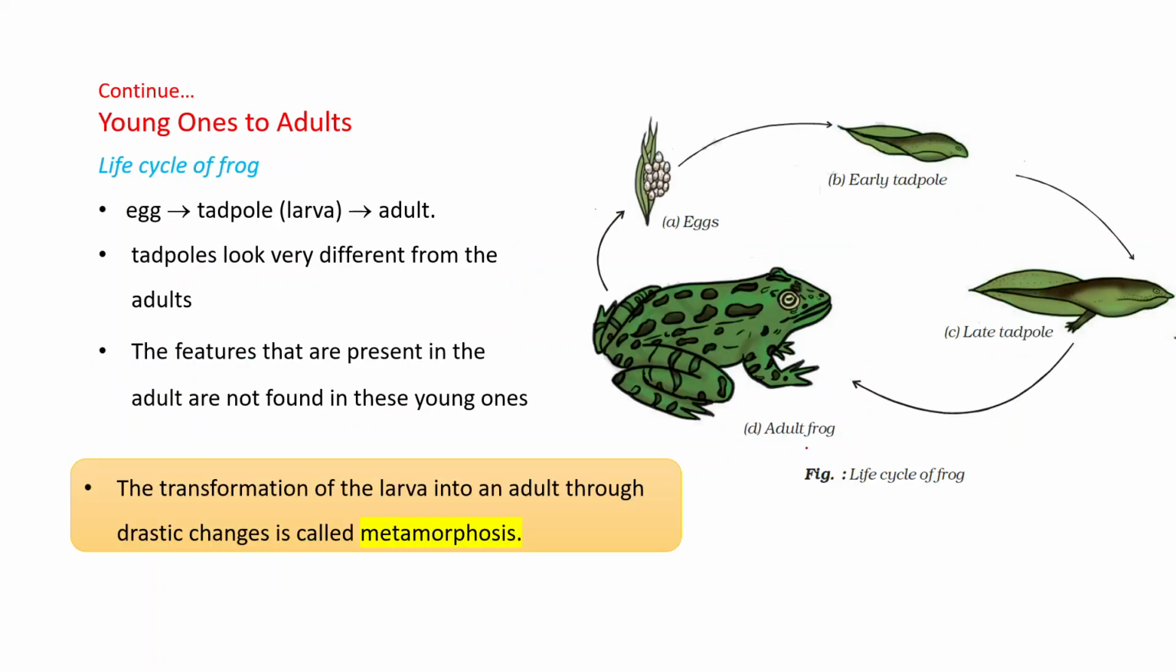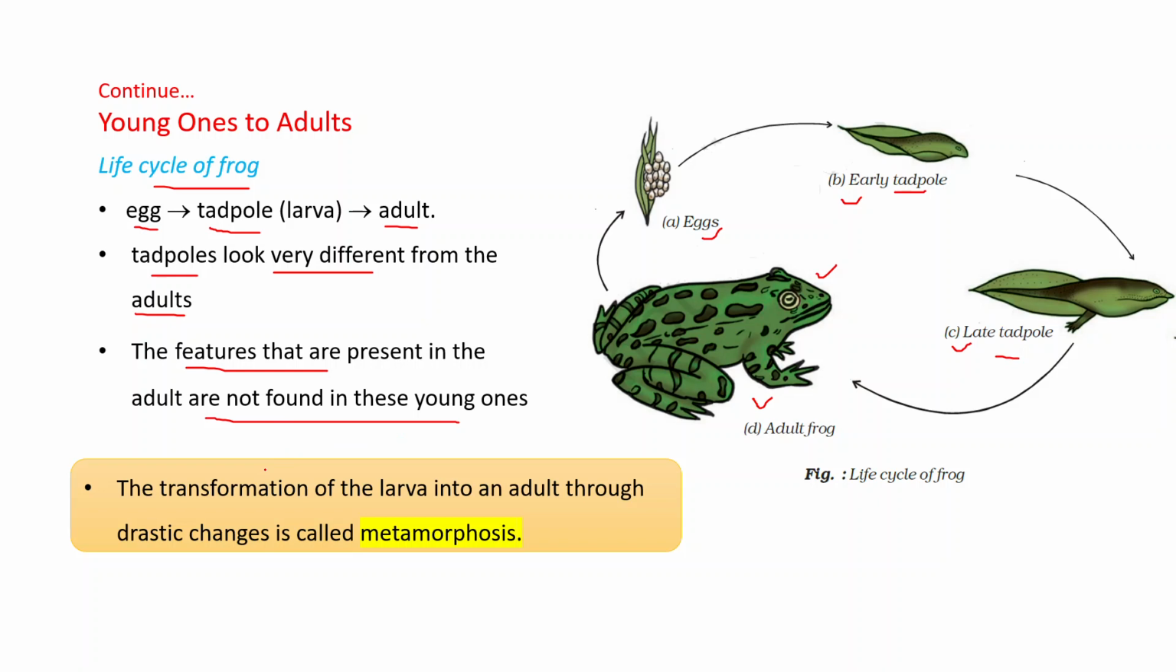Okay, now one more example. Life cycle of frog. The egg will convert into tadpole, and this will convert into adult. Tadpoles look very different from the adults. Again you can see this diagram, life cycle of frog. Eggs will convert into early tadpole, and this is a late tadpole, and this tadpole will convert into adult frog. Again see, these tadpoles are completely different from this adult. The features that are present in the adult are not found in these young ones.